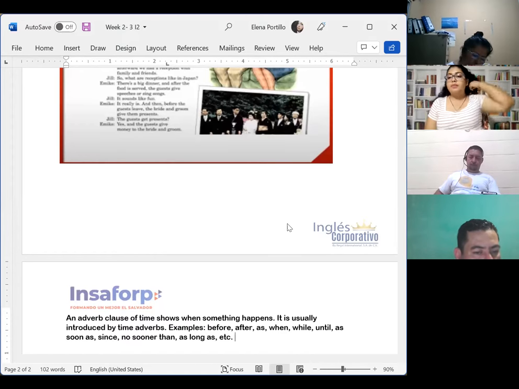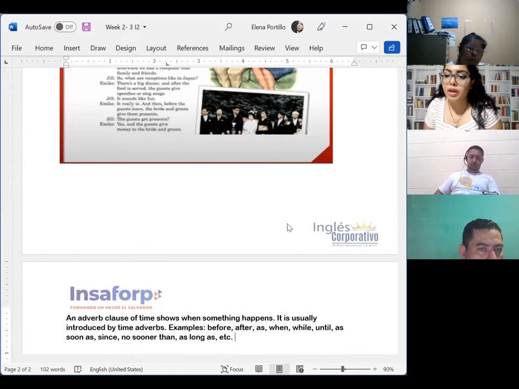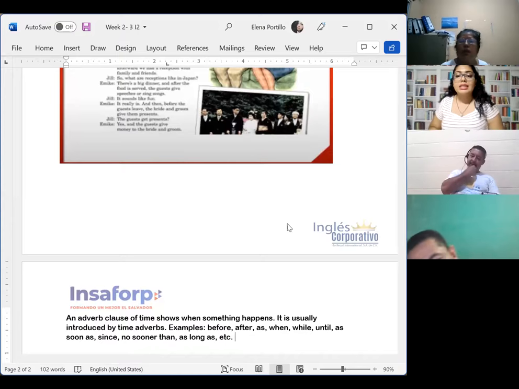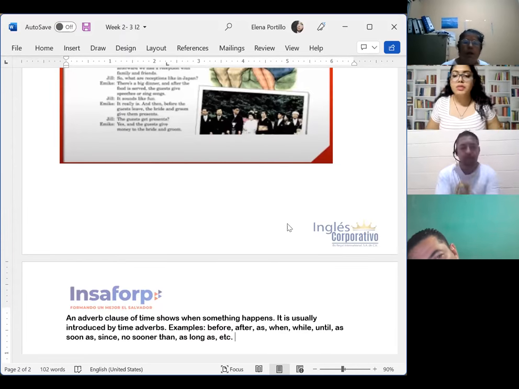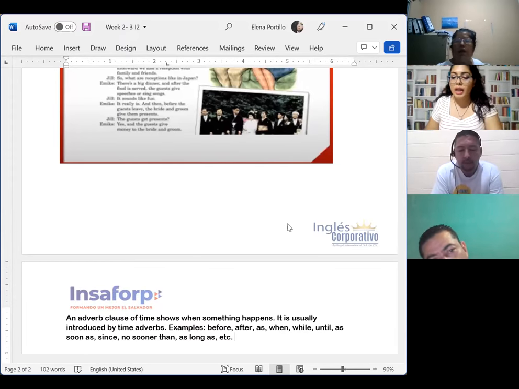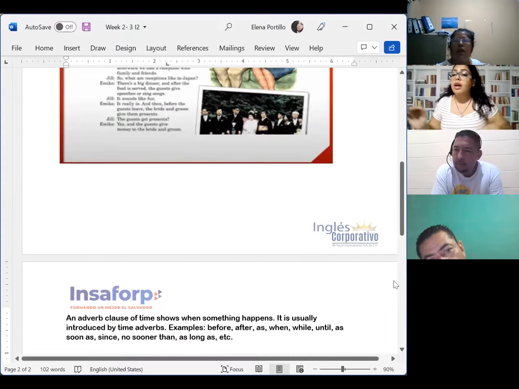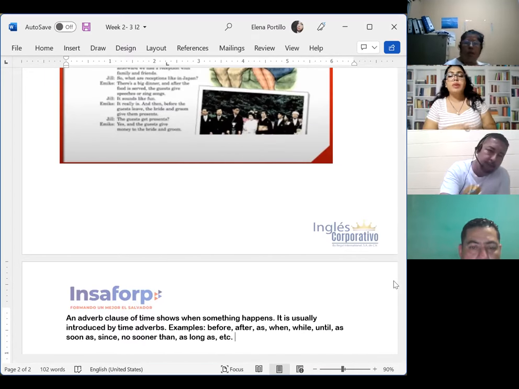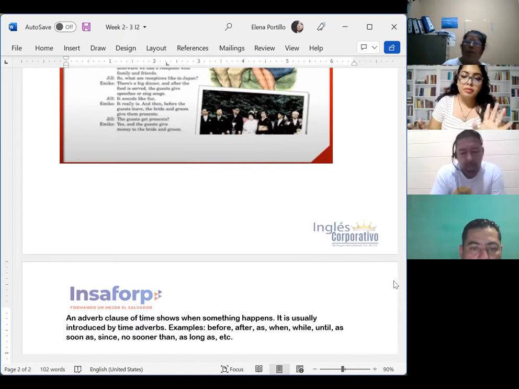But tomorrow we are going to develop this topic, and then we are going to have some exercises about the adverb clause of time, because now it's time to end this session. So have a good night. See you tomorrow, because tomorrow we are going to develop this topic. And that's everything for this day.